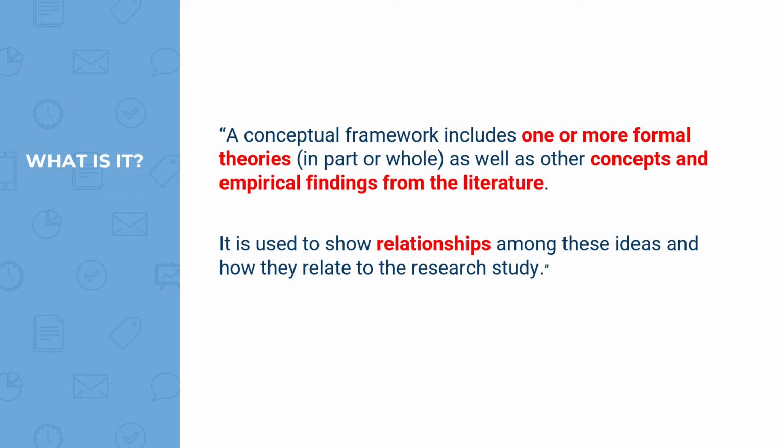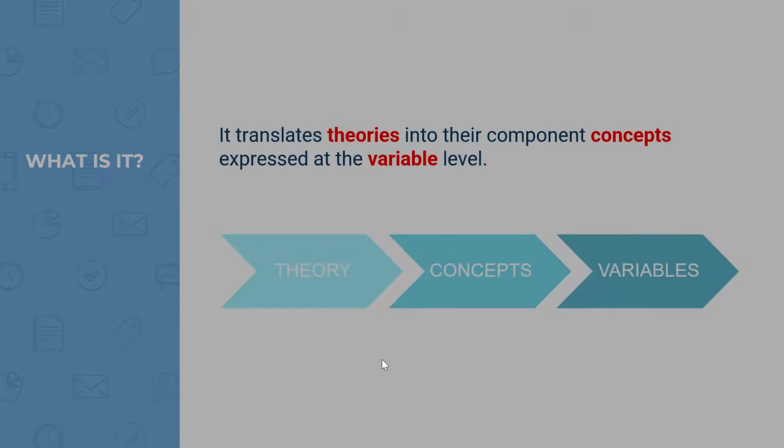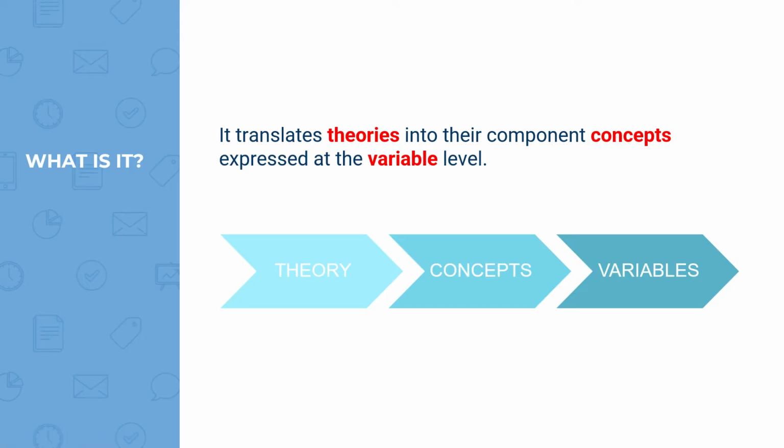This can also incorporate other concepts that you have found in your previous review of related literature. Now, the conceptual framework is intended to show the relationships amongst your ideas and how they eventually spell out into your research study. It therefore translates the theories into their component concepts and then eventually expresses them at the variable level. Especially if you're using, for example, a quantitative approach, one common question would be, what are the variables that you have decided to use? And so these variables are actually sourced out from the concepts, which are called out from the theories.